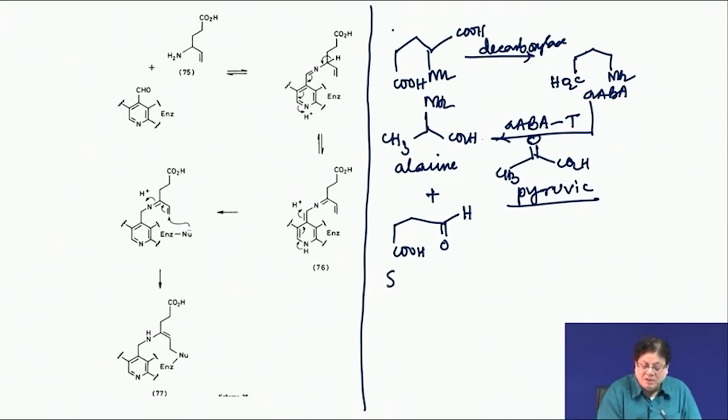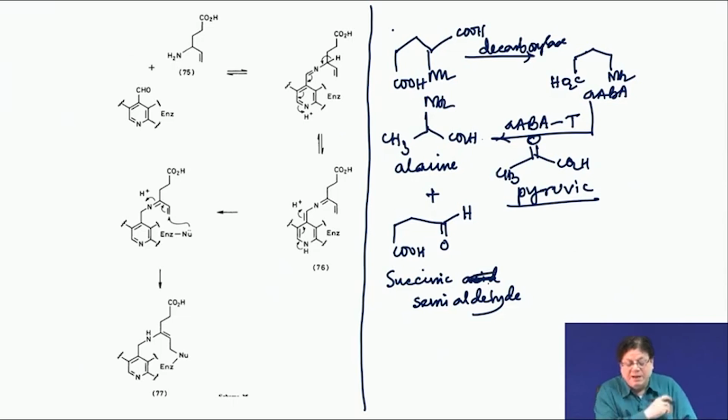So, that is called succinic semialdehyde. Semialdehyde means succinic acid has two carboxylic groups, and one of the carboxy groups is converted into an aldehyde. So, this is how the GABA is degraded.